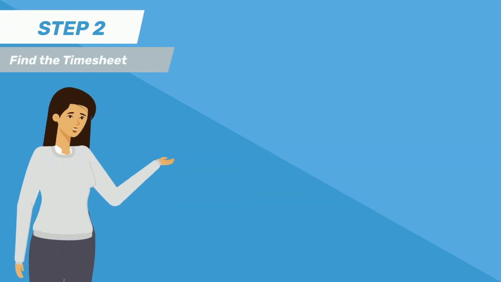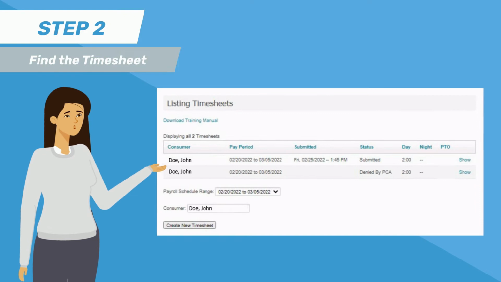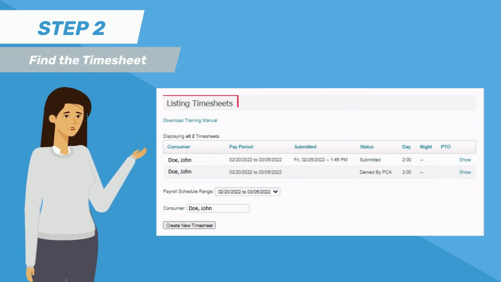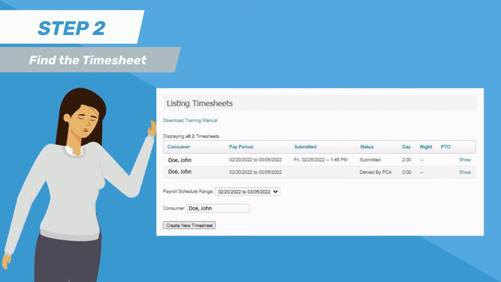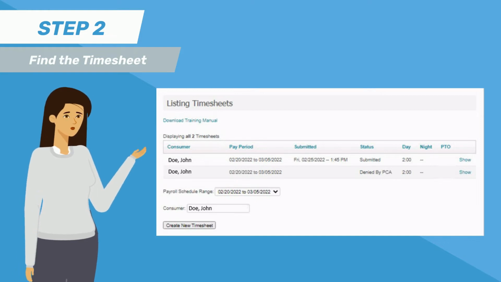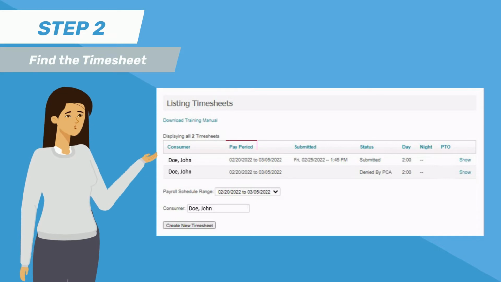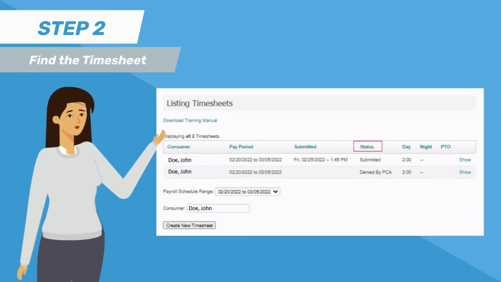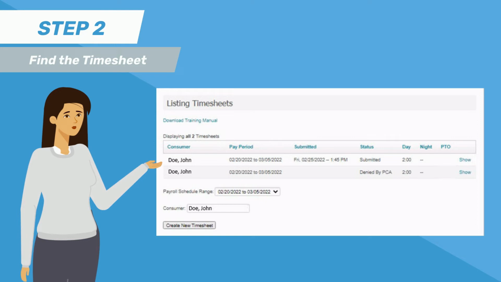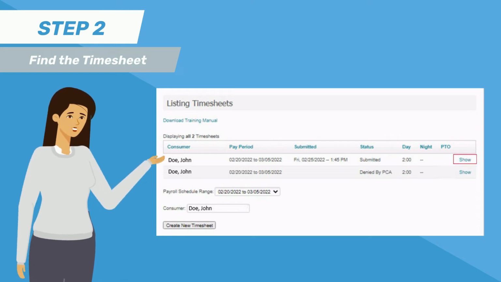Step 2 is to find the timesheet. After logging into eTimesheets, you'll be taken to a page called Listing Timesheets. Here, you will see a list of the current and previous timesheets. This list shows the associated consumer and PCA, pay period, status, and more identifying information for each timesheet. Click Show next to the timesheet you want to edit.